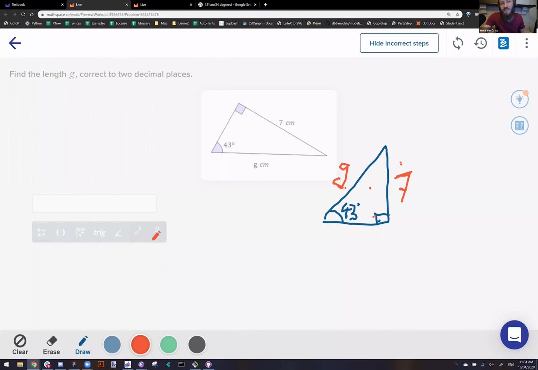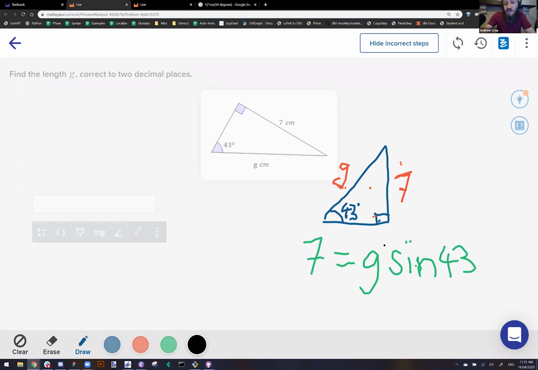So how do I express 7? What do I do with that? Well, I know that 7 is equal to the hypotenuse length, which in this case is G. And then because it's the vertical height, since I've oriented it correctly, it's sine 43. And in this particular problem, I need to find G.